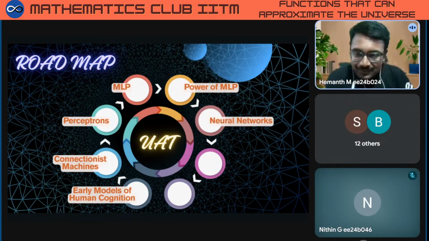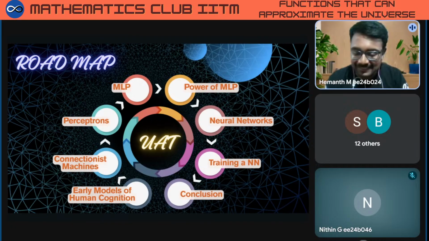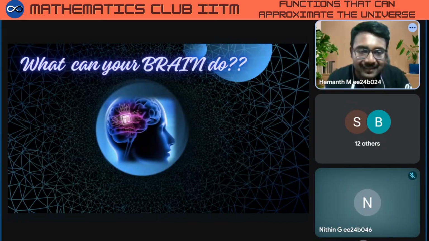And then we'll proceed to neural networks, and then we'll also discuss some of the basics of how a neural network is trained. And finally, we'll conclude by showing some of the recent advancements in different mathematical modeling. I won't go into much depth of that, but I'll just give you a glimpse of what has come in the recent years.